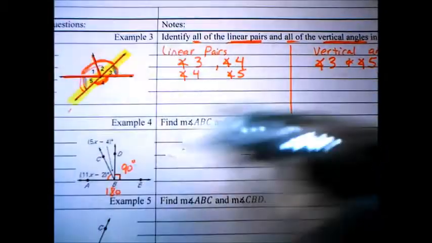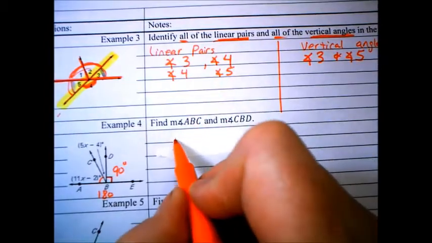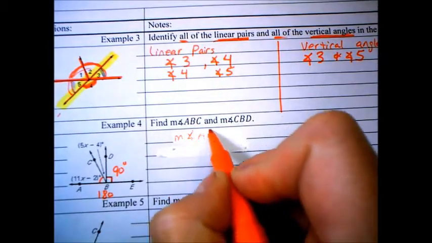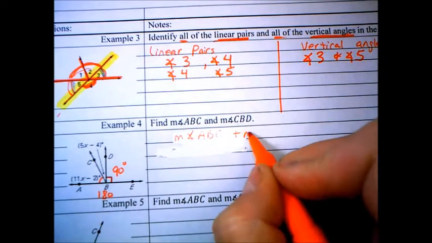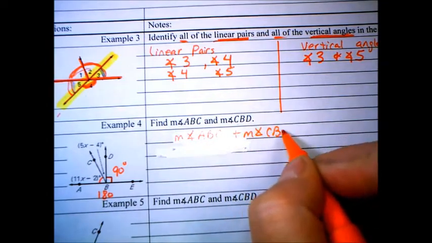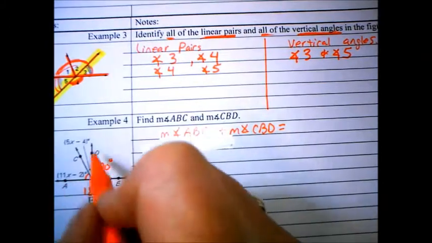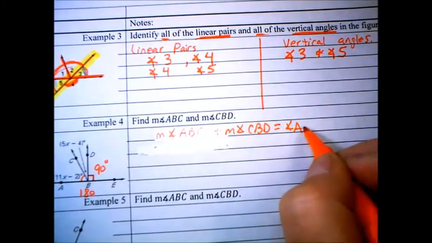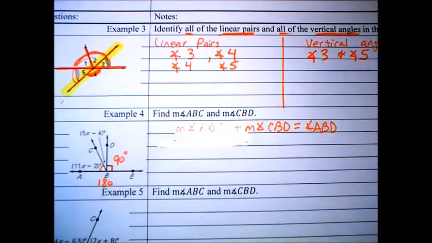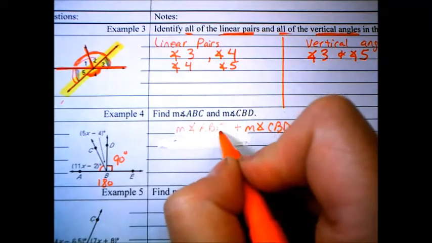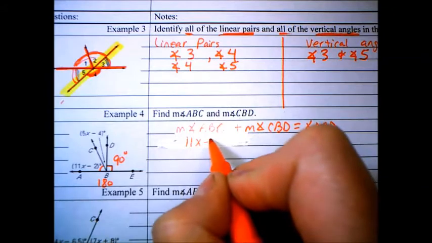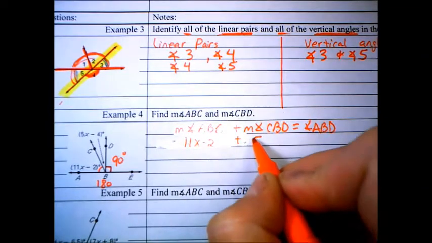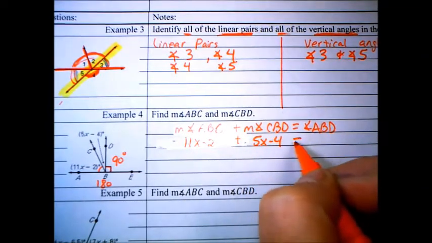Okay, so here we go. The measure of angle ABC plus the measure of CBD should equal the large angle ABD. So that's my 11x minus 2 plus 5x minus 4 must equal 90.